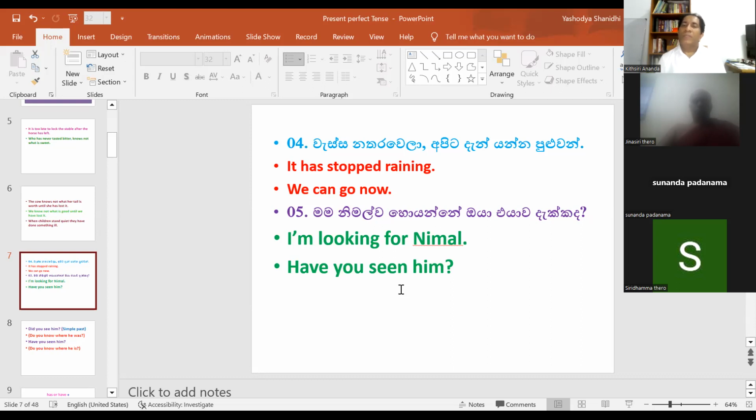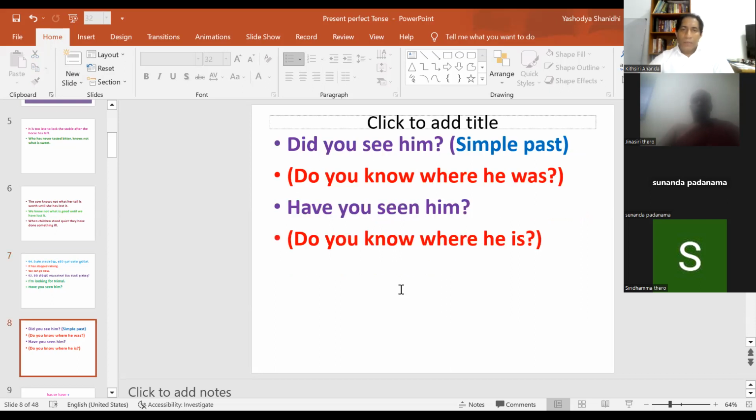Some people might say, did you see? That is not correct. Did you see him is not correct here. Now you can see the difference. Did you see him? Simple past. Did you see him means, do you know where he was? Have you seen him means, do you know where he is? Where he is.